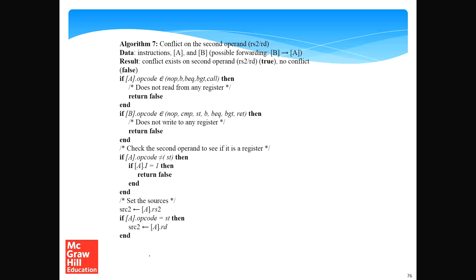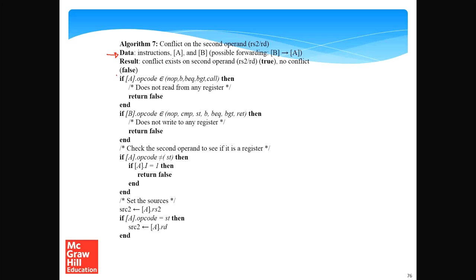So let's look at a similar algorithm for the second source operand, which is rs2 and rd in the case of a store. So the inputs are instructions A and B, and there's a possible forwarding path from instruction B to instruction A. So a conflict will exist on the second operand rs2 and rd. If a conflict exists, we return true, otherwise we return false, similar to the previous algorithm.